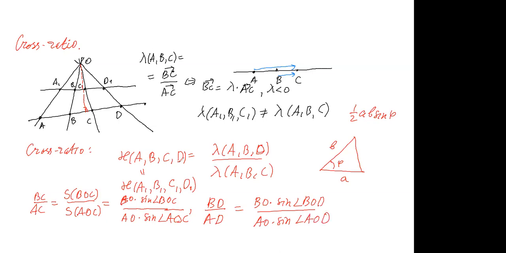So when you compute this cross ratio, you'll see that kappa will be equal to the ratio of sines, something like sine of AOC divided by sine of BOC times sine BOD divided by sine AOD. And now it means that it only depends on the straight lines OA, OB, OC, OD. In particular, it will be the same for the points A1 through C1 through D1.